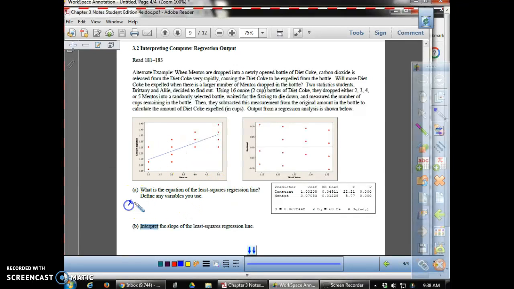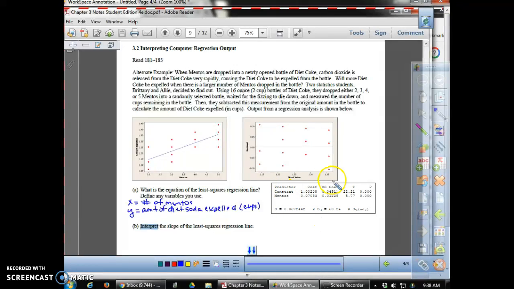So x is going to be your explanatory variable, which is number of Mentos. And then y is your response variable, and it's the amount of diet soda expelled, and it's in cups. So you want to give your units there. And then the equation, you need to understand where to get that.